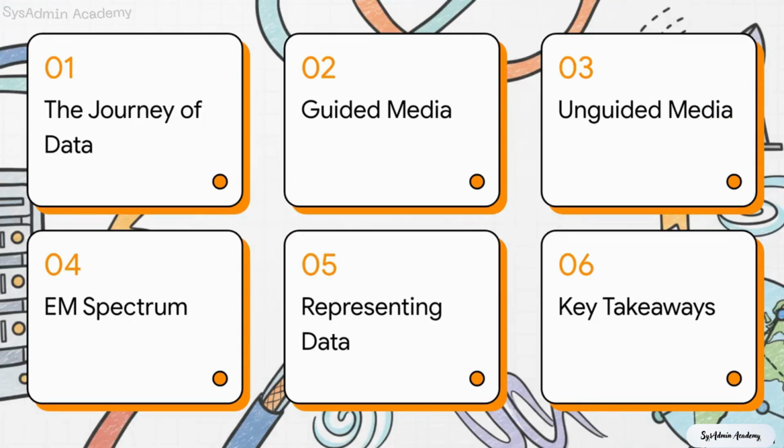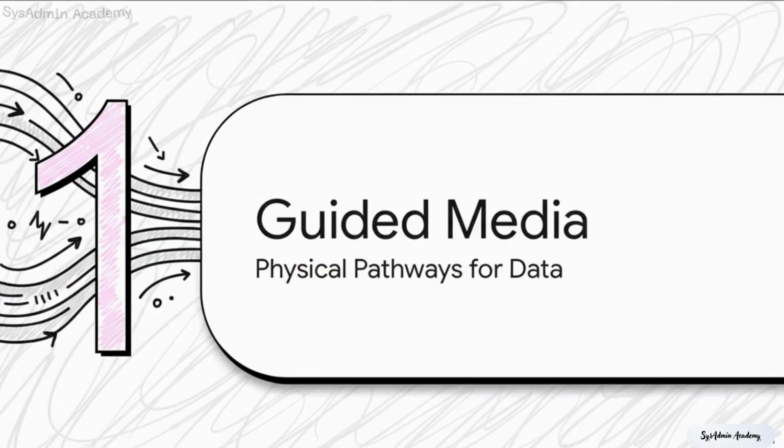Okay, so here's the roadmap for today. We're going to start with the physical pathways, what we call guided media. Then we'll look at how data travels through the air in unguided media. After that, we'll see how it all fits together on something called the electromagnetic spectrum. And finally, we'll break down what that data actually is, right down to the bits and bytes. Let's do this. First up, guided media.